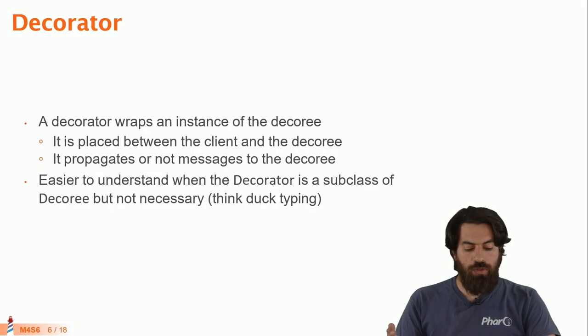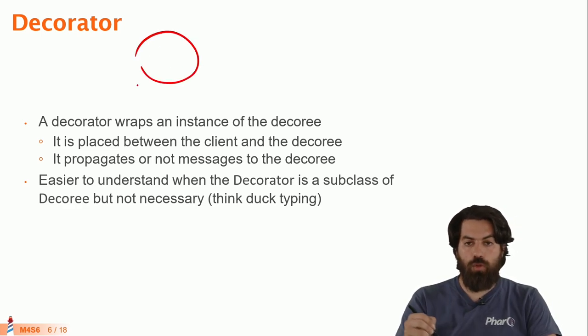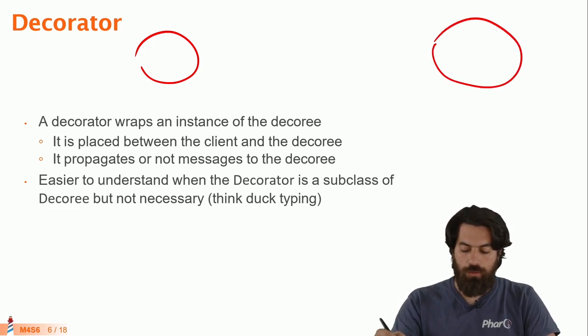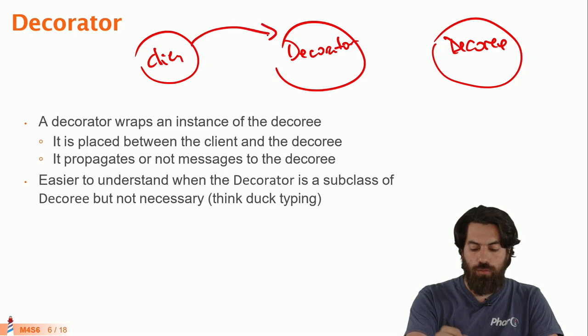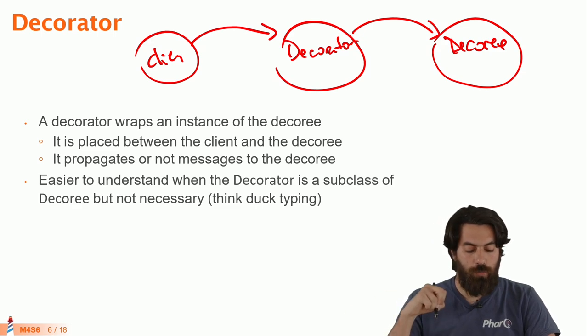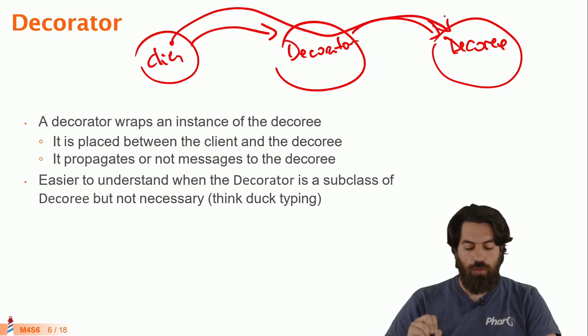So a decorator, we say, wraps an instance of a decoree. It is placed between the client and the decoree. In my drawings before, I didn't put the client. But actually, it is one of the most important parts in the decorator pattern when taking the decision of deploying it or not. So here, for example, we have a decoree that is going to be decorated by some decorator. The client is the one that is going to be using the decorator, and the decorator is going to delegate something to the decoree, and the decoree is going to do its operation. What is important here is that the messages will actually flow from the client to the decoree.